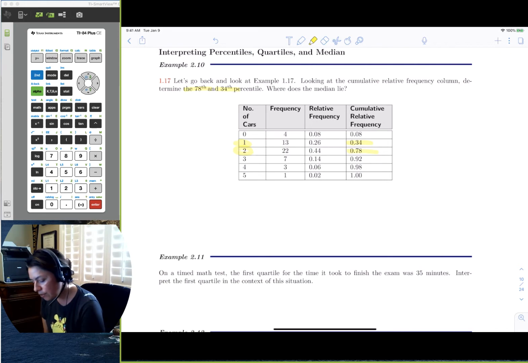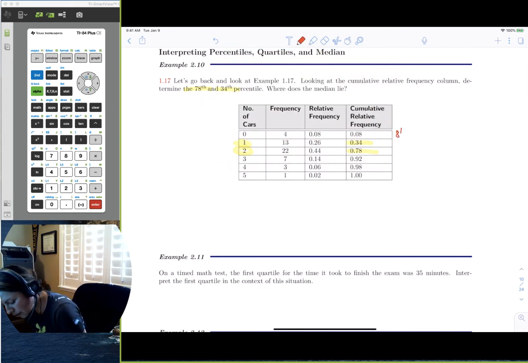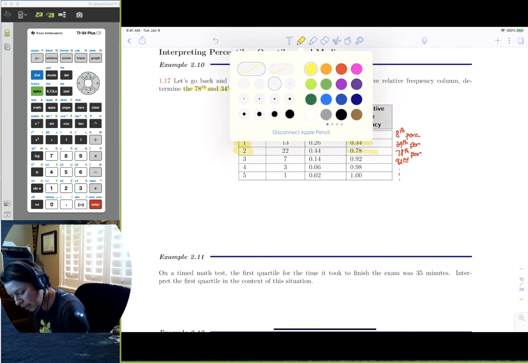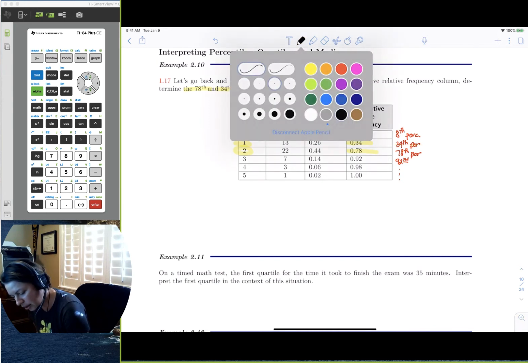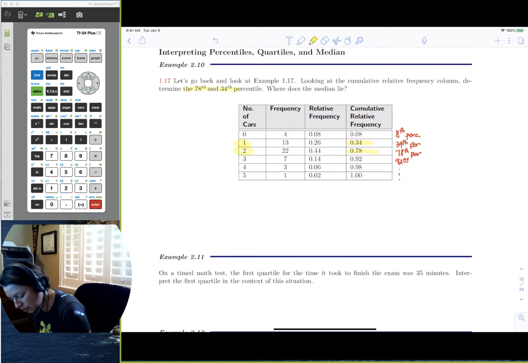So these values that you see in the cumulative frequency column are actually percentiles. And so we have here the 8th percentile, the 34th percentile, the 78th percentile, and then the 92nd percentile, and so on. And so the 34th percentile and the 78th percentile are going to be in the category of 1 and 2 cars.